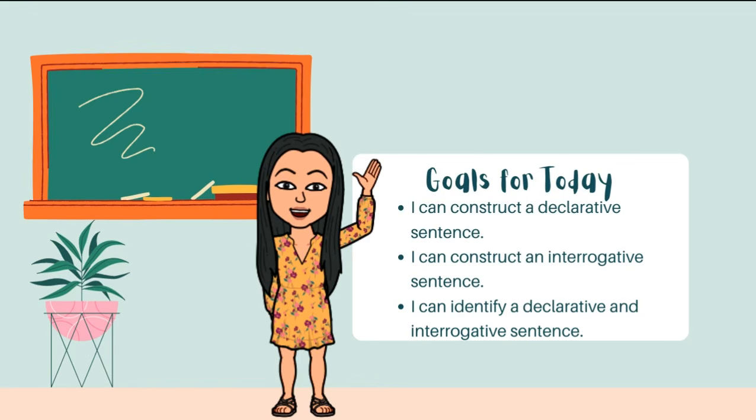Now, when we talk about construct, that means that you'll be able to make a sentence. And when we talk about identifying, you'll be able to point out if that sentence is a declarative or interrogative sentence.